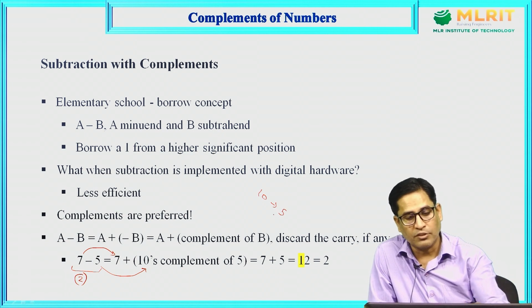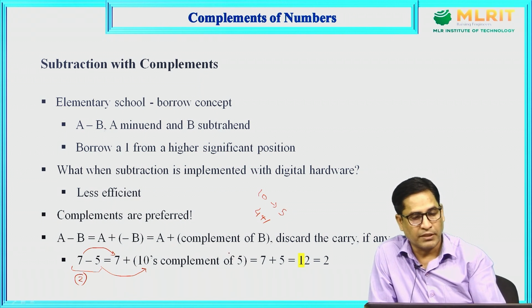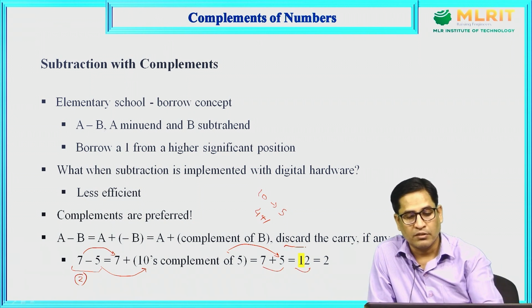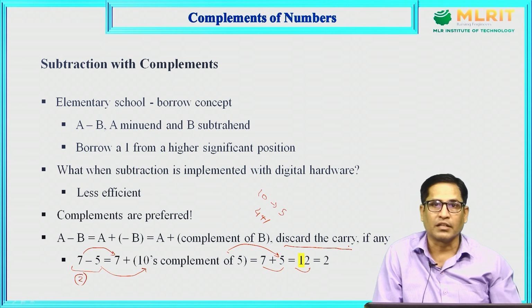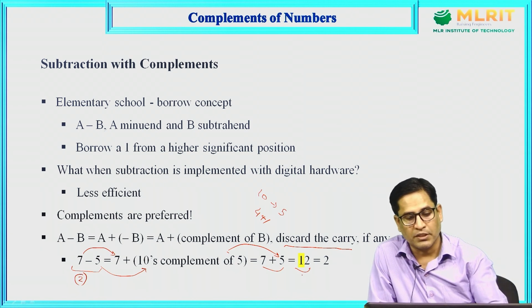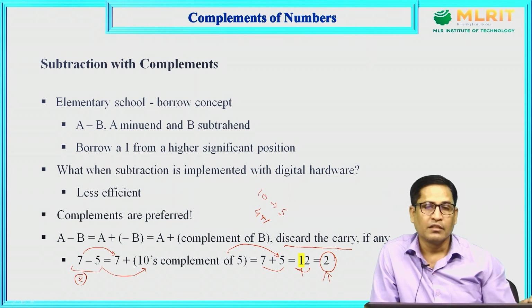So 9's complement of 5 will be 4, and plus 1, that is 5. So we get 10's complement of 5 is equal to 5. Then we simply add the numbers. We got 12, but please note that some adjustment is needed, that means we have to discard the carry if it is generated. So we discard the carry and we are left with the answer, which is right. We got the number 2.